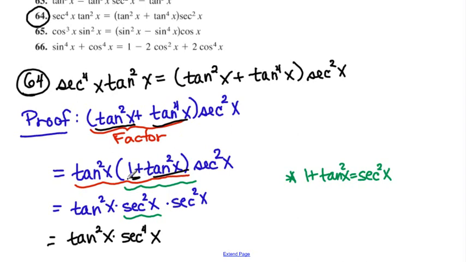Well, very nicely, 1 plus tangent squared x is one of our Pythagorean identities. It is equal to secant squared x. So in place of 1 plus tan squared x, we're going to put secant squared x. So now we have the product of tan squared x times secant squared x times secant squared x, which is tan squared times secant to the fourth, which is exactly what we needed to show.